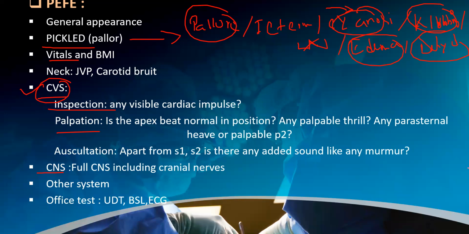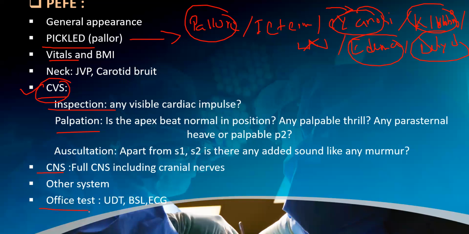Okay, so on CVS, this is how you're going to ask. If there is any finding, the examiner will give it to you. And then you say, I would like to do full central nervous system examination, including the cranial nerves. And then I would like to finish with all other systemic examination, including respiratory system and abdomen. You don't need to ask specifically what you want to do. That other system is not very relevant in here.